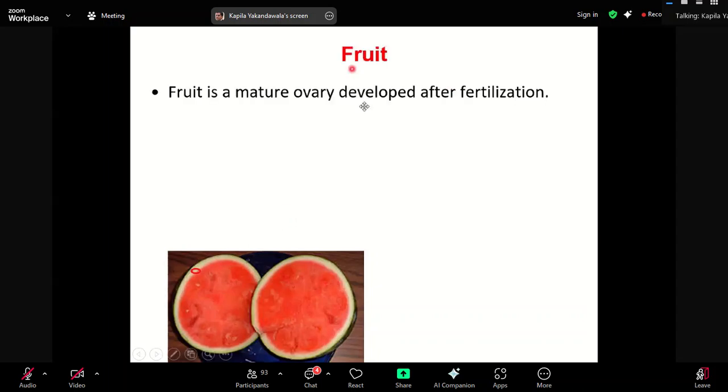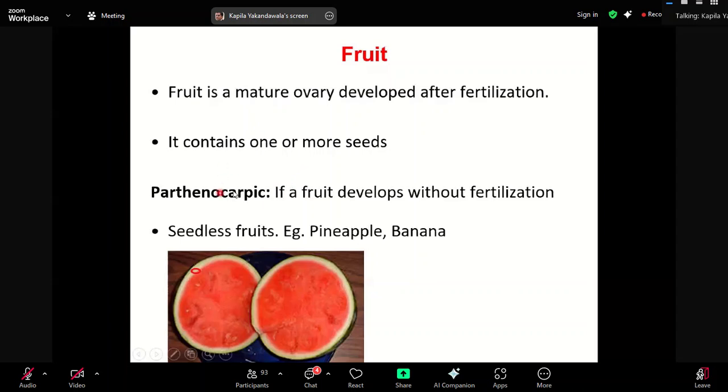Okay, then there's another phenomenon, right, called parthenocarpy. Usually when a fruit matures, the ovary develops after fertilization and produces seeds. That is the normal phenomenon. But sometimes in certain fruits, the fruit can develop without fertilization. So ultimately you will have seedless fruits.